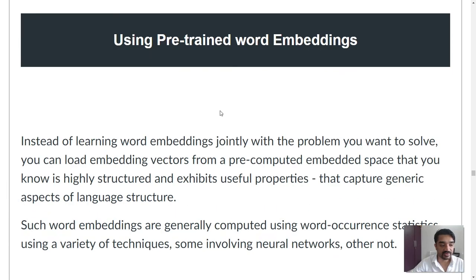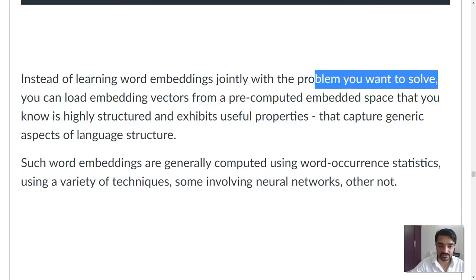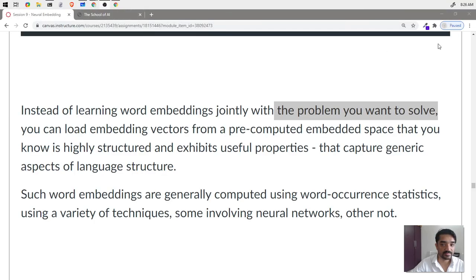Now, using a pre-trained word embedding, instead of learning word embedding jointly with the problem you want to solve, right? So this is what we were seeing when we are seeing our GloVe embedding, for example.